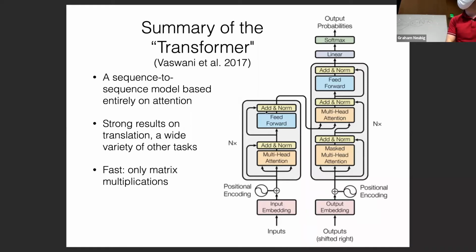And again, here we have a residual connection and a layer normalization. So this is the encoder, the transformer encoder. So are there any questions about that part?